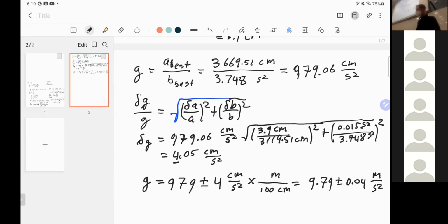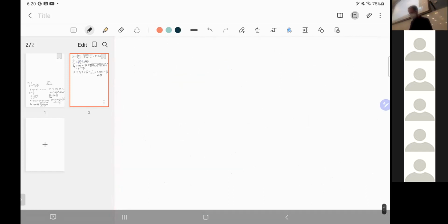Okay, and the number you might be familiar with from your physics textbook is 9.81 meters per second squared. So to within the uncertainty, it looks like this experiment was successful. Okay, any questions about that?